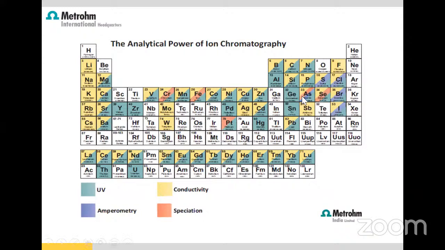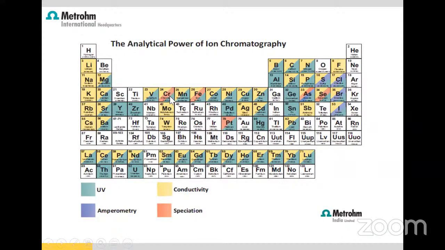So that is why I have mentioned it in green, red. Then it is possible by conductivity detector to determine arsenic 3 and arsenic 5. We do it as arsenite and arsenate. And with UV, we do it as arsenate. And with electrochemical or amperometry, we do it as arsenite. So conductivity can determine both of the species, arsenite and arsenate. UV can determine arsenate. Amperometry can determine arsenite. So this gives you a comprehensive view of what all is possible with ion chromatography, including speciation.